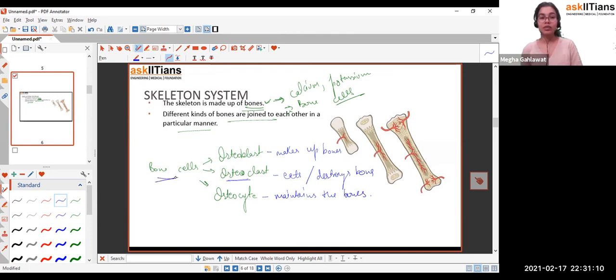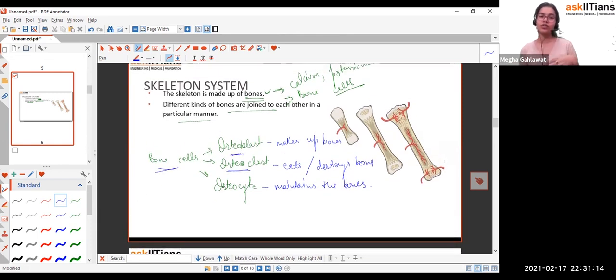Now, these are the types of bone cells that we just studied. And osteoblasts do the opposite thing of the osteoclast. They take up the calcium from the blood and make up the bone. So this is a cycle which is constantly going on. The balance is kind of maintained.